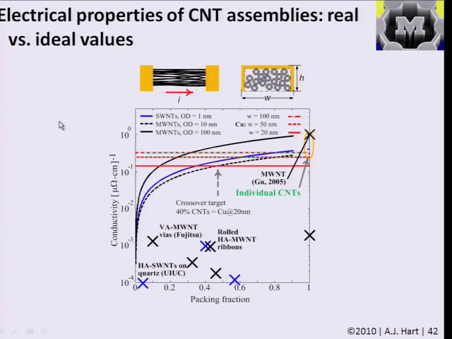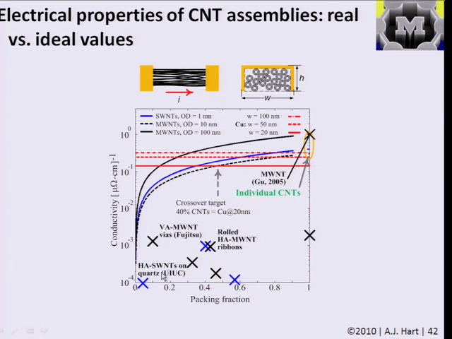But by and large, even though there's been work in preparation of a lot of these assemblies of structures, of electrical assemblies of nanotubes, for example, the properties of these networks are still far beyond the properties of bulk materials, of individual nanotubes, or, for example, of copper.